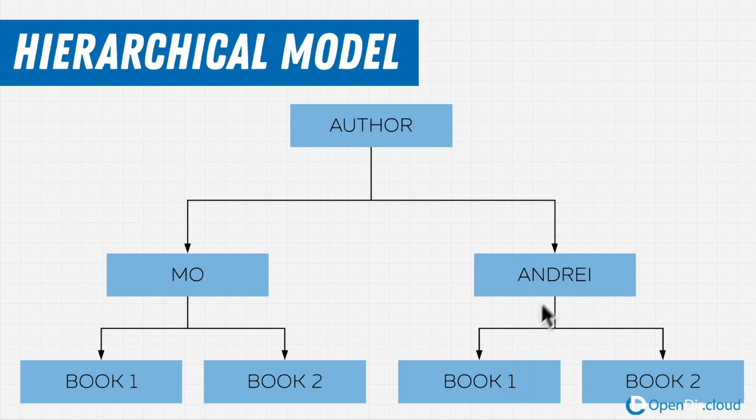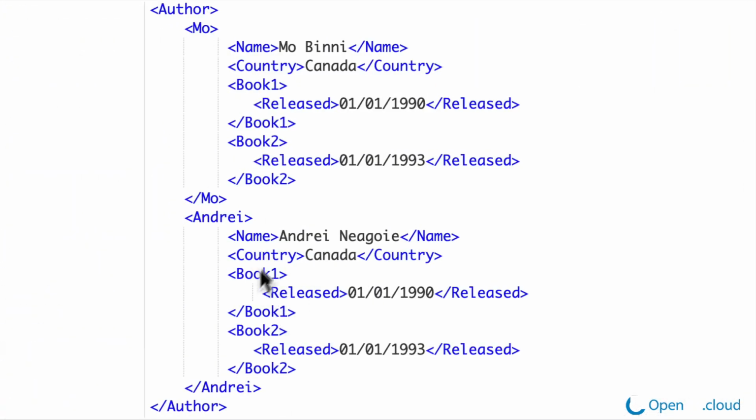Book one can only be related to Andre because it's his book. It's not Mo's book. We don't have a way of saying, hey, book one right here was both Mo's and Andre's. They wrote a completely different book one. Just think of it as having a completely different title, for instance.